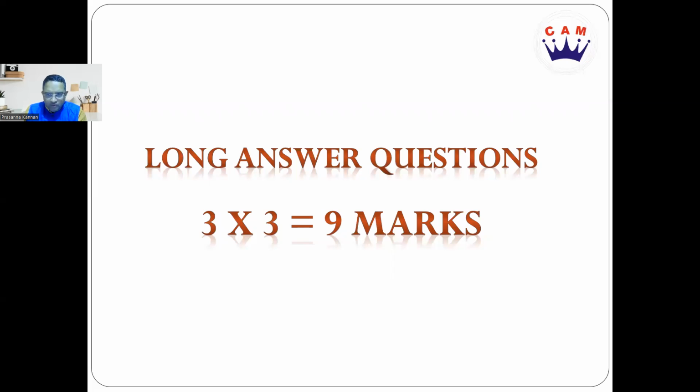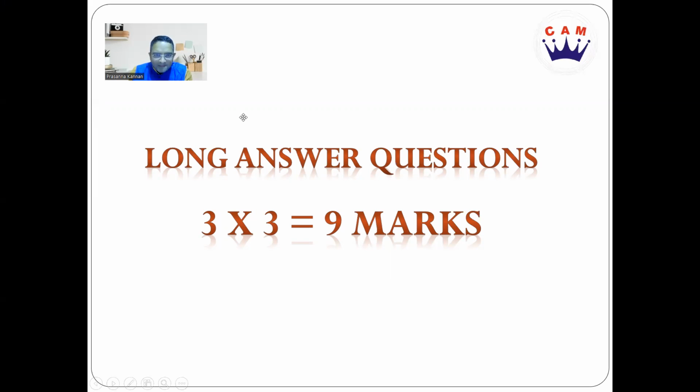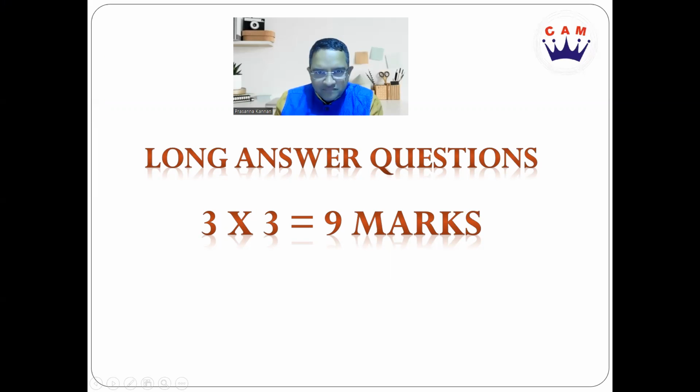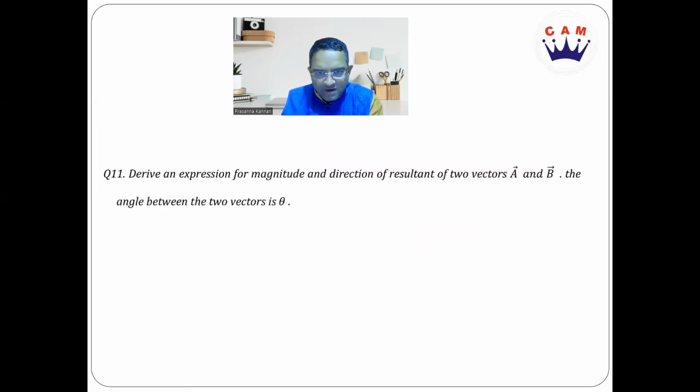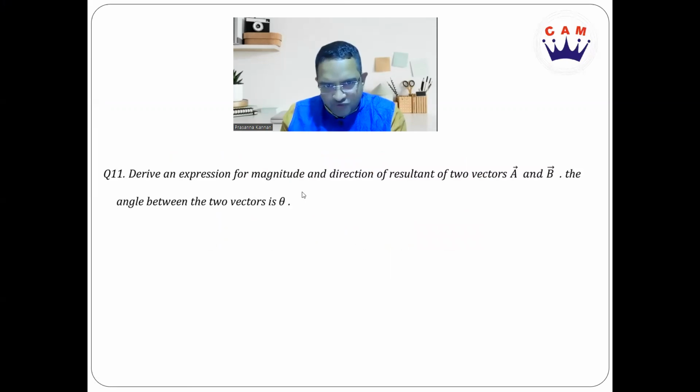All right. Now we come to the long answer questions. Any doubts still, friends? Is it all clear to you? Yes, sir. Okay, great. Let's look at the 11th question: derive an expression for the magnitude and direction of the resultant of two vectors A and B, the angle between the two vectors being theta.